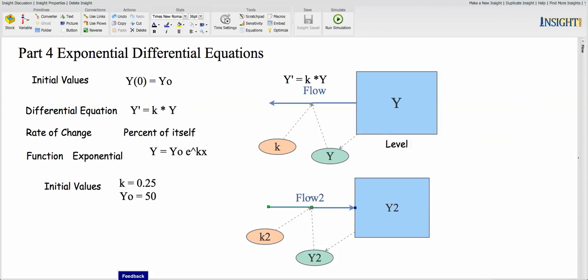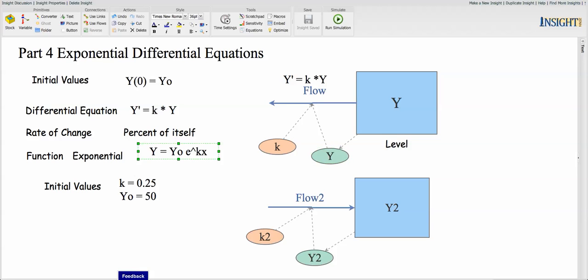So what we have here is an extension of just basic math to show you how stock and flow modeling can be used with equations to create a simpler algebraic expression. So we just use the differential here in the flow. That's the equation that's in the flow, y prime equals k times y. It's just a simple algebraic expression.